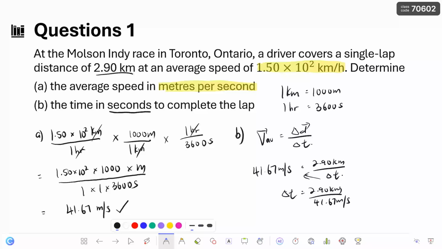If you notice, this is km and this is m, so we are not able to divide in that way. Therefore, we need to convert the km into meters. So 2.9 times 1000 is 2900 meters. So it will be 2900 meters divided by 41.67 m/s. If you press the calculator, the answer should be 69.59 seconds. So this is the final answer.